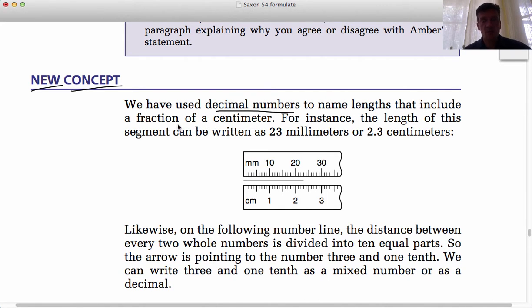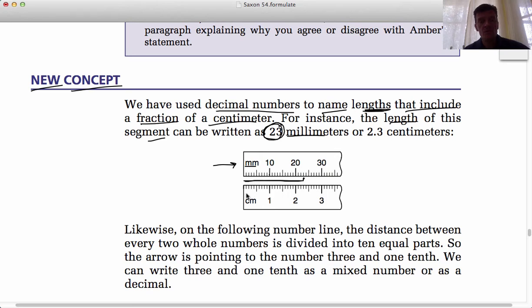talking about decimal numbers before, but here it says we've used decimal numbers to name lengths that include a fraction of a centimeter. So for example, the length of this segment, you're given a segment right down here. That segment can be written as 23 millimeters. If you look at this ruler here, we're using the tiny marks on that ruler, which are millimeters. And so that would be 10, 20, and then we're estimating 3 more tiny marks, so approximately 23 millimeters.